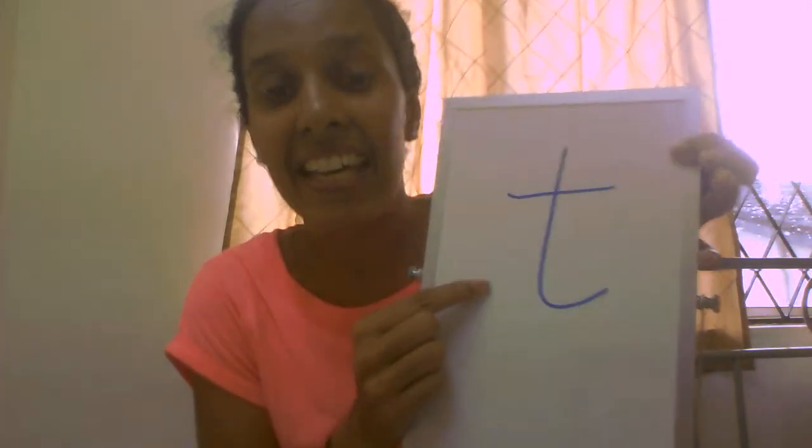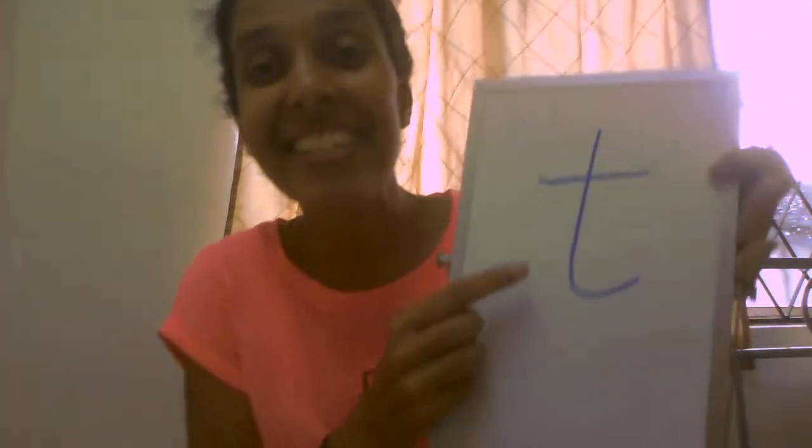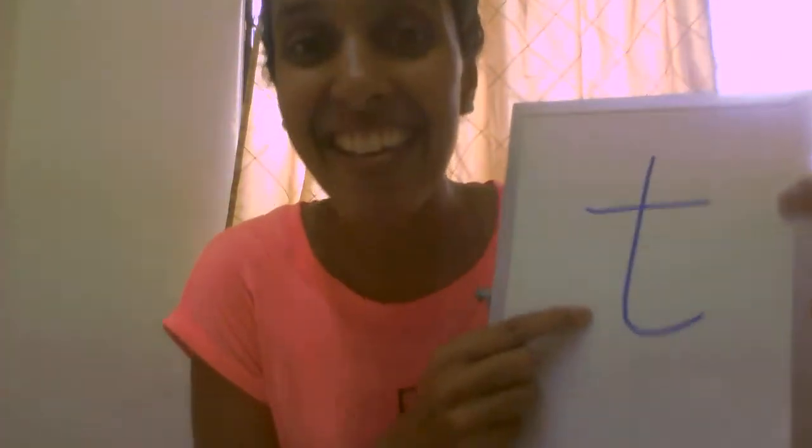When I watch the tennis game, T, T, T, T, T, T. When I watch the tennis game, my head goes back and forth. T. Can you say that with me? T. Let's sing it together. When I watch the tennis game, T, T, T, T, T, T. When I watch the tennis game, my head goes back and forth. T.